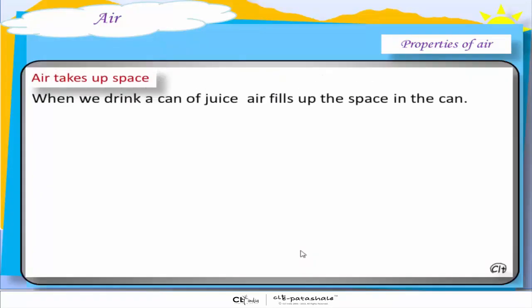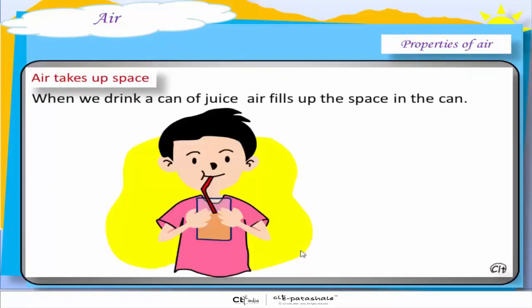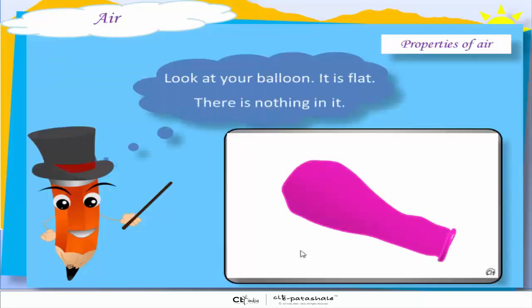As we saw earlier, air takes up space. So when we drink a can of juice, air fills up the space in the can as we consume the juice. Look at your balloon. It is flat. There's nothing in it.